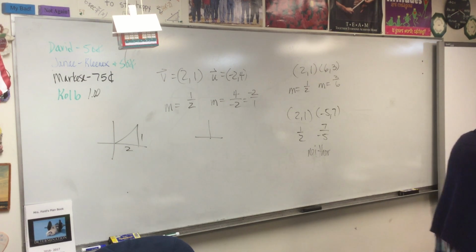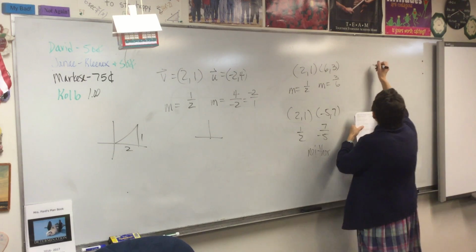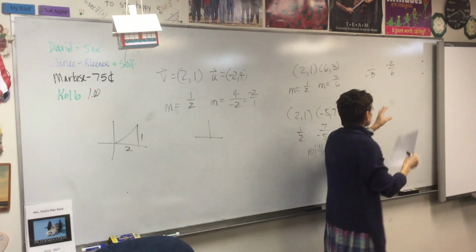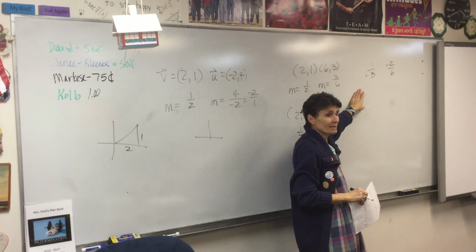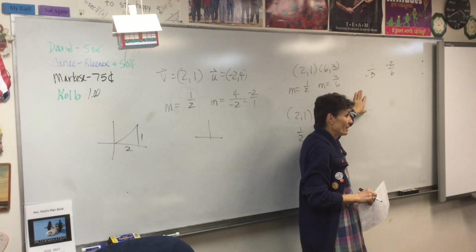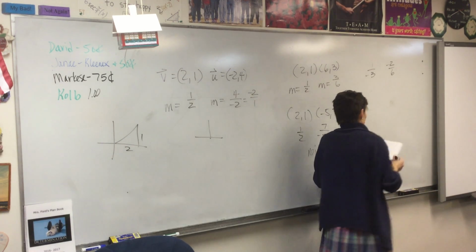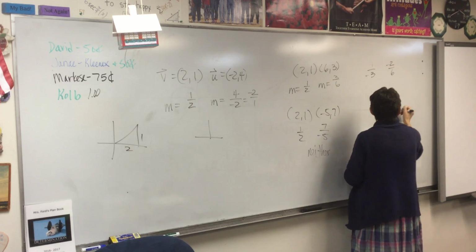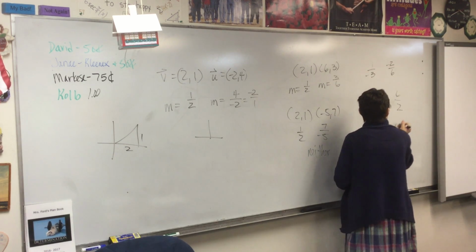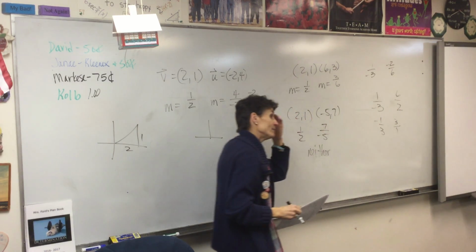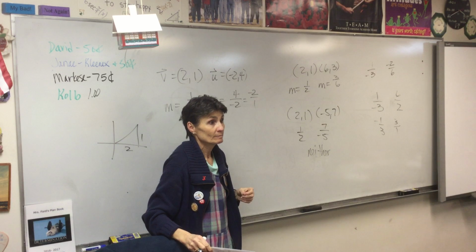How about E? Yeah, parallel. They are parallel. Look at the two slopes, you guys. Aren't they the same? That means the vectors are parallel. How about the last one? That's -1/3 and 3 over 1. So F is orthogonal.